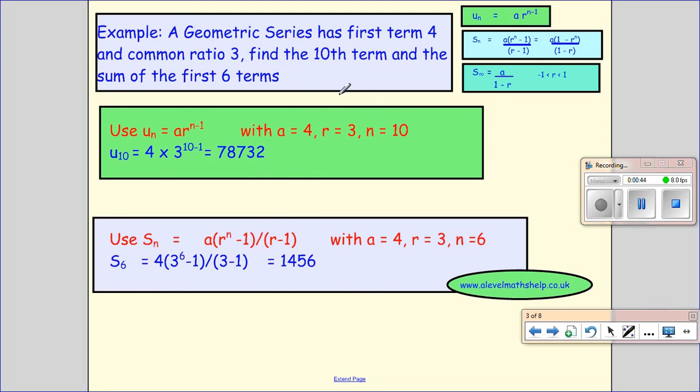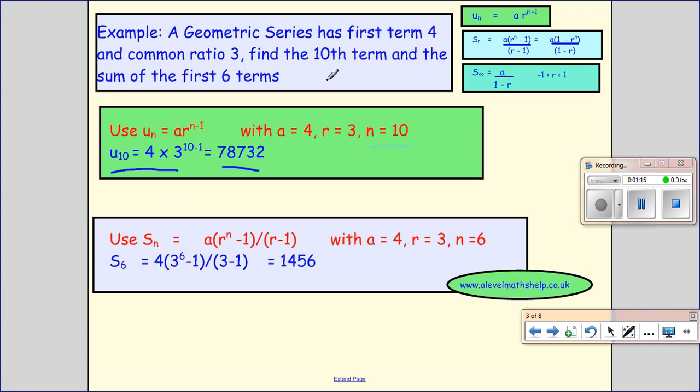Okay, so the first question: a geometric series has first term 4 and common ratio 3. Find the 10th term and the sum of the first 6 terms. For the first bit we want to find the nth term, so we use the nth term rule. Write out what you have, and I do recommend you actually write them out. So we have A equals 4, R equals 3, and n equals 10. Then you just substitute them into your formula, put it in your calculator, and you get your answer.